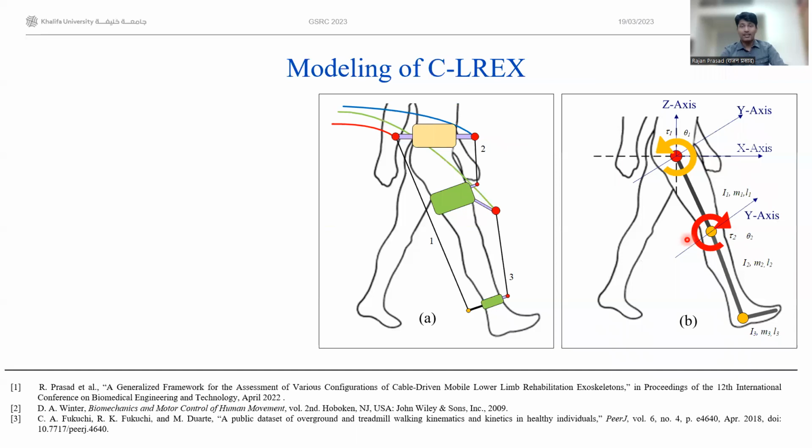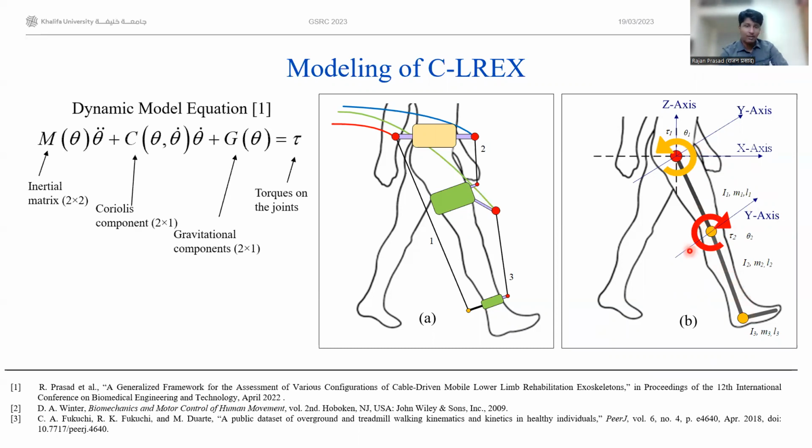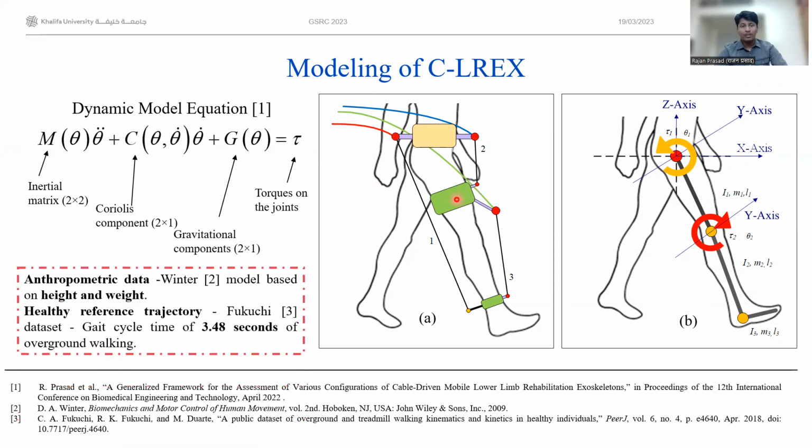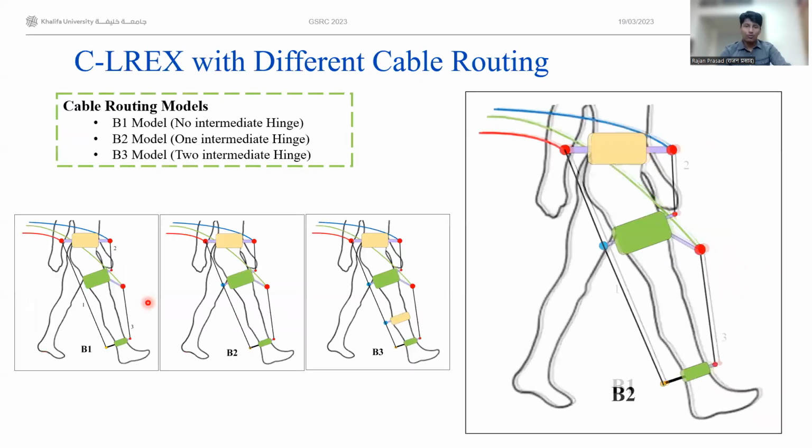Now, to model this cable-driven rehabilitation device, we model the lower limb of the user as a link-based model where we have a two-link pendulum, and we derive the dynamic equation of motion using Euler-Lagrange formulations. We also model the cable in a mathematical form using the vector projection principle. Furthermore, the anthropometry of the user is scaled to the model using the Winter-based model, which is based on the height and the weight of the user. The reference gait trajectory is taken from the Fukuchi dataset with a slow walking speed of 3.48 seconds to mimic the slower walking speed of stroke patients.